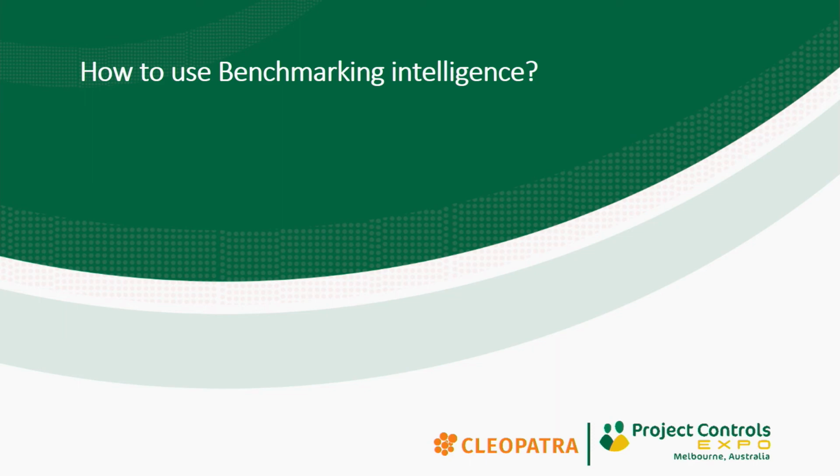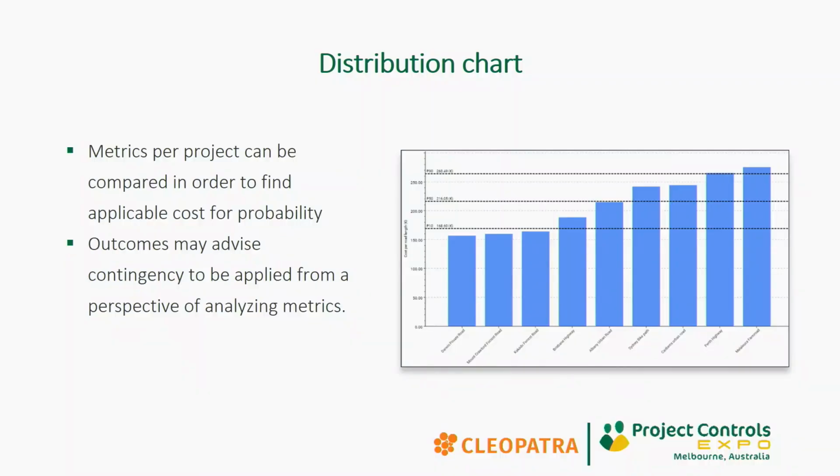So how can you use that intelligence? What we have here, for instance, is a distribution chart. What you see here is the P10, P50, P90 values over a set of projects. In this case, we're doing that on a metric, and the metric is the costs per meter of road length.